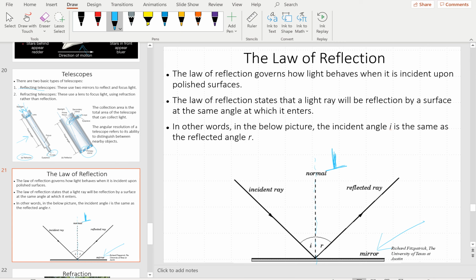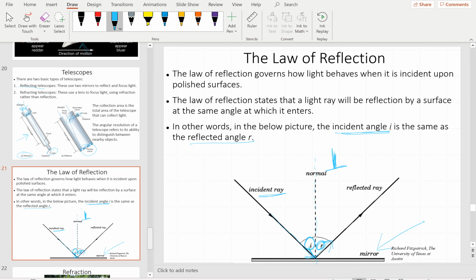angle. If a ray of light, a wave or particle of light, comes onto the mirror and bounces off the mirror, the angle that the light makes with the normal, which is referred to as I, which we also call the incident angle, is equal to the angle at which the light bounces off the mirror. That is referred to as the reflected angle. So I equals R. That's all the law of reflection says.